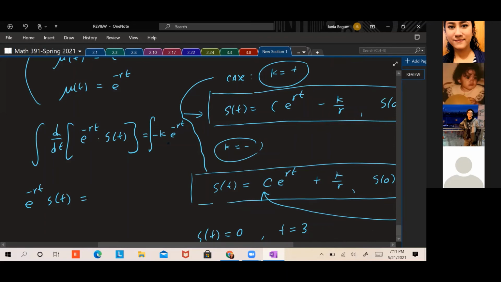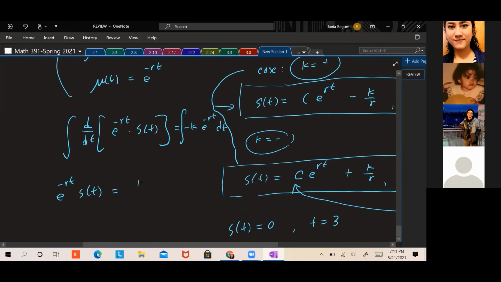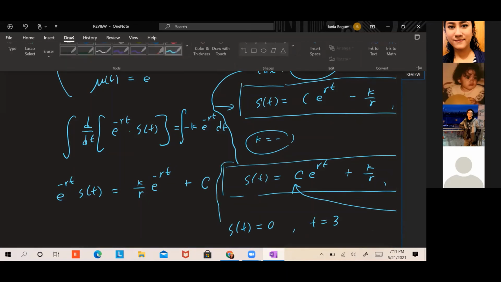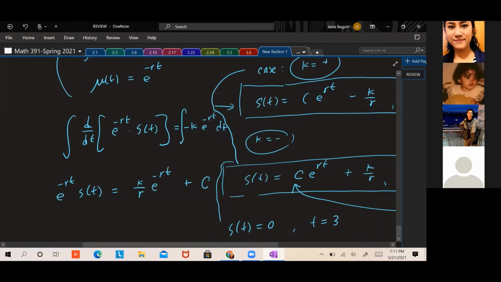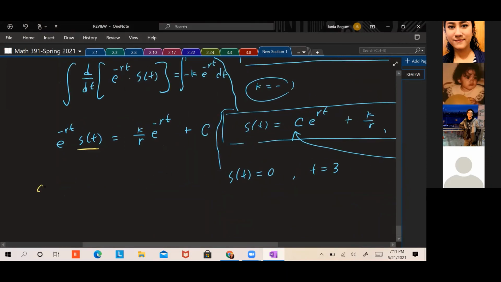So k is a constant, r is a constant. We're integrating with respect to t. So we get k over r, e to the negative rt, plus c. So that's when the c comes into the picture. I should really use a different color. This is confusing. And then I'm solving for s of t. I divide both sides by e to the negative rt. So you have k over r, e to the negative rt, which cancels out, and then you have plus c e to the positive rt, because you divided by e to the negative rt, bringing it on top, and the exponent becomes positive. So it's positive e to the rt.